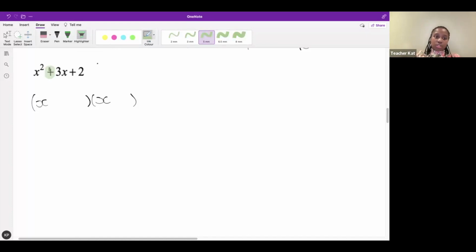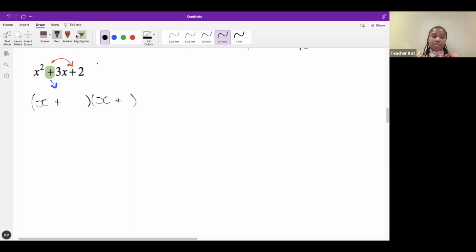First sign is positive, so first bracket will have a positive. Nice, Seth and Lushevo. Okay. And since it's positive, what does it mean? What does it say about the second one? We keep it, right? So that means my second bracket will also have a positive.